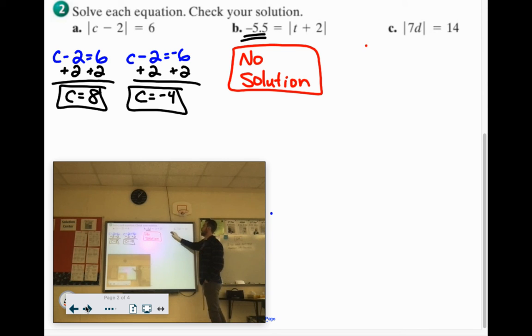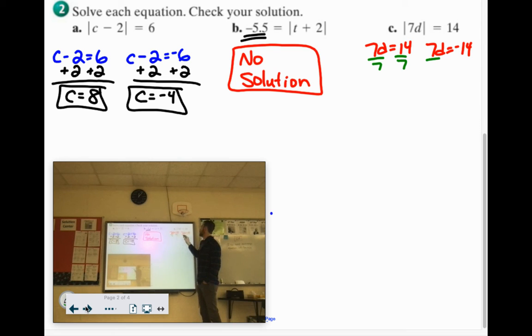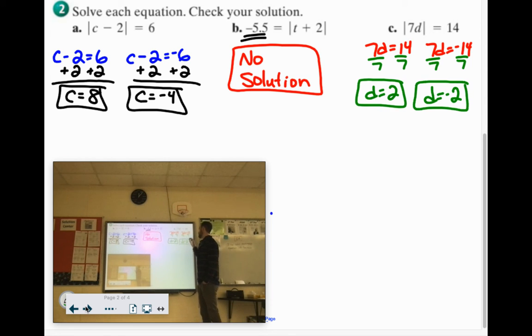Here, absolute value symbols are isolated. Set up your two equations. 7d equals 14. 7d equals negative 14. Divide by 7. Divide by 7. 2. And negative 2.